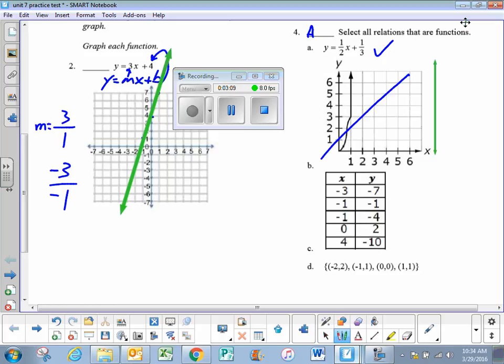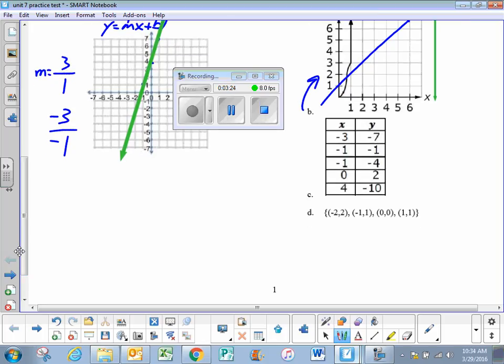Wait, so why is it... It does not pass the vertical line test. That's a no. Then why'd you put it up there as the answer? This is B. This is A. Oh, okay. C. For the input -1, we have 2 different outputs, so that's a no. And D, we have -2, -1, 0, 1 for our x's. So that's all good. For each input, we have exactly one output, so the answer would be A and D.